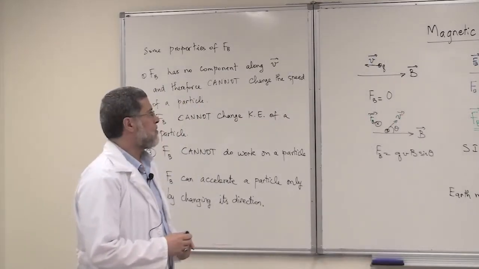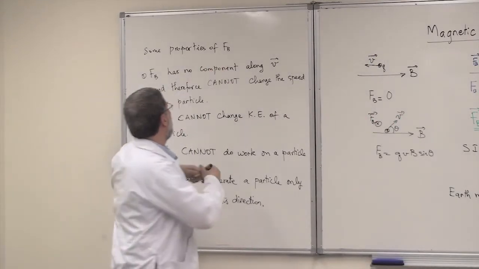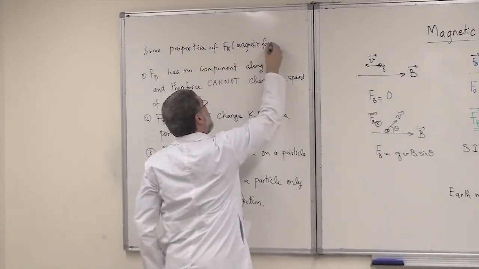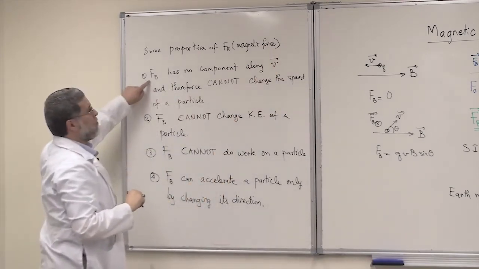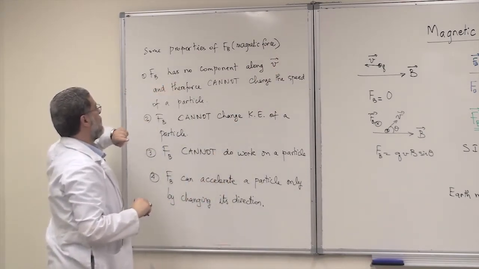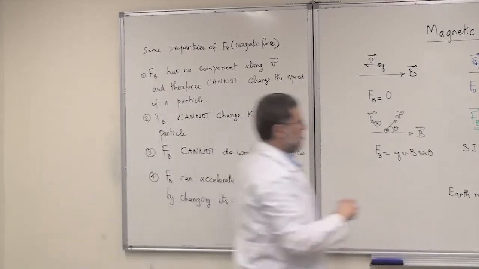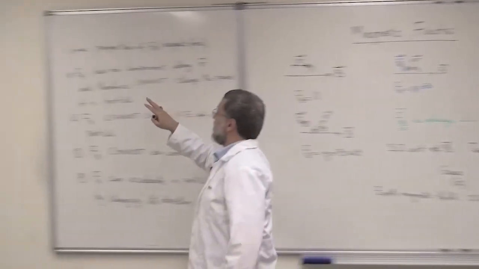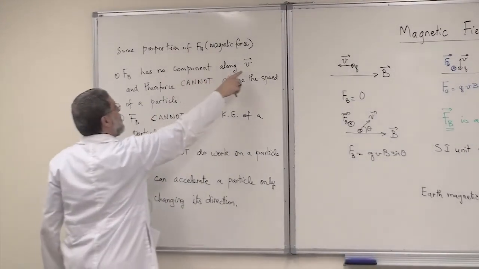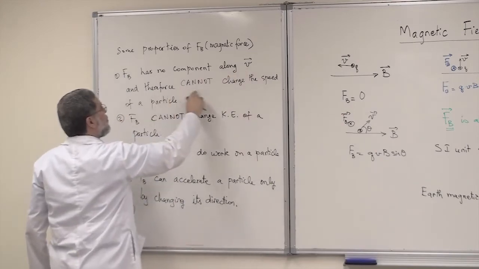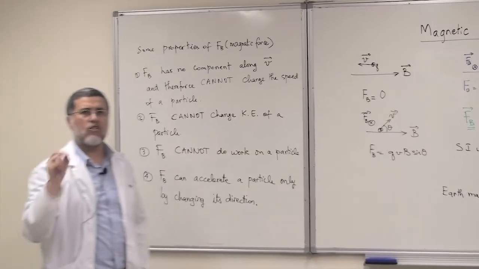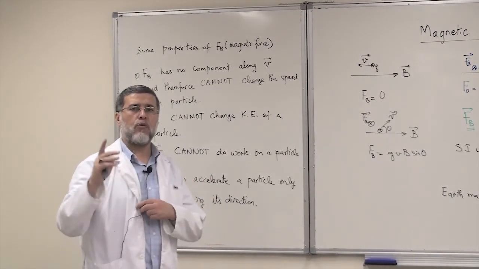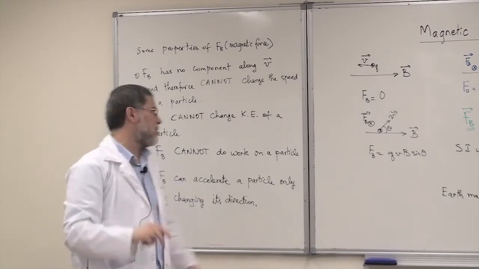Okay, let's look at some properties of the magnetic force, FB. The first important thing is that the force FB has no component along the direction of V. Because FB is always perpendicular to the plane which contains V and B, it doesn't have any component along the direction of the velocity, and therefore cannot change the speed of the particle. The speed of the particle in these problems is going to be constant. You might change only the direction of the velocity, but not the speed.